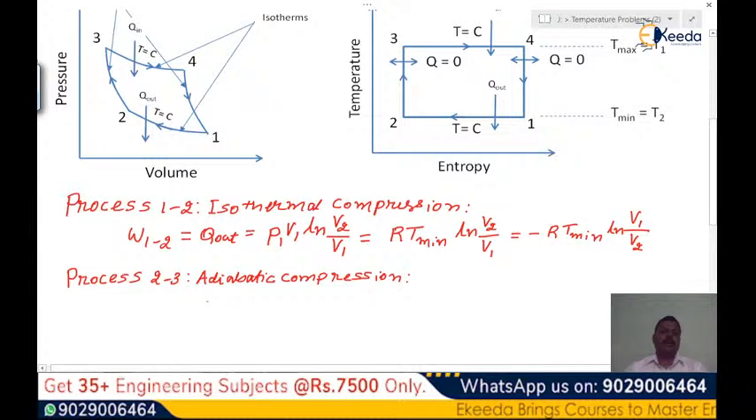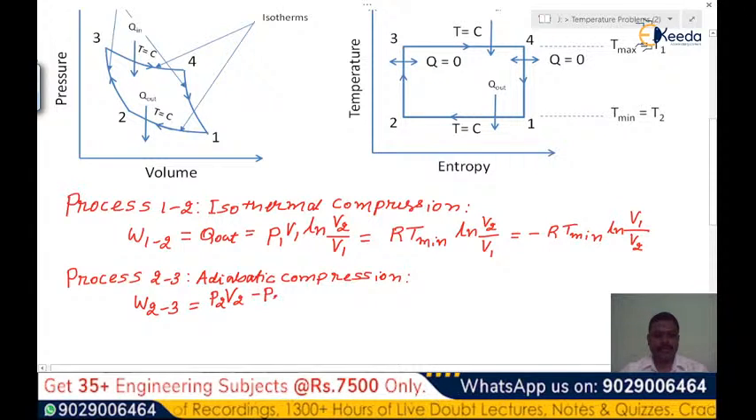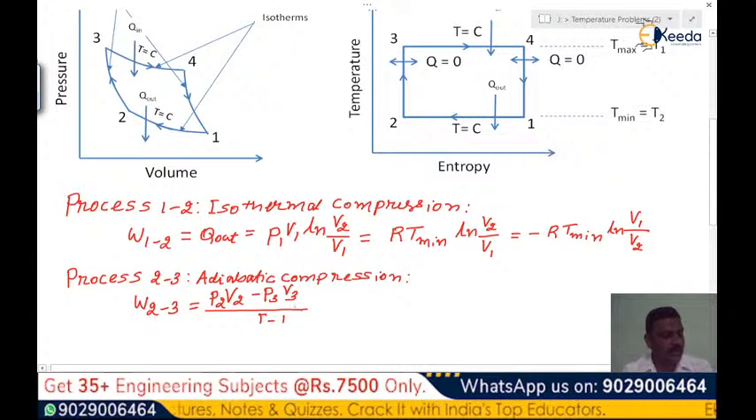Then the work done during this process 2 to 3, that is work is done on the system, a work interaction. So that is W2 to 3 is equal to P2 V2 minus P3 V3, divided by gamma minus 1. So this is the work done expression for the adiabatic process. Then for this we can simplify in terms of R and T.